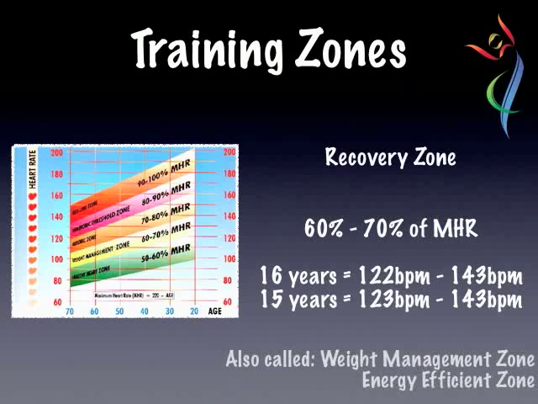The recovery zone is about 60 to 70% of your maximum heart rate. So if you were 16, you'd need to be working at between 122 and 143 beats per minute. If you were 15, 123 to 143 beats per minute. You might also see this called the weight management zone or the energy efficient zone.